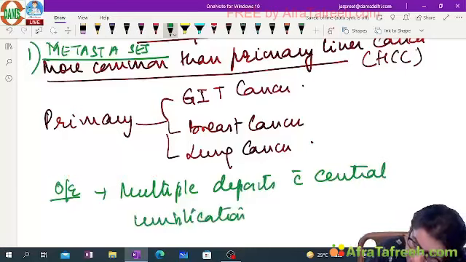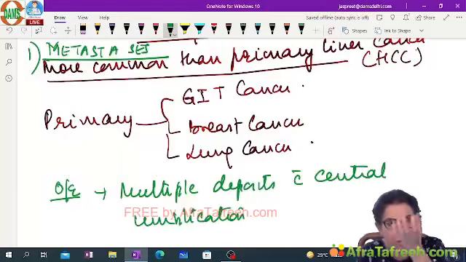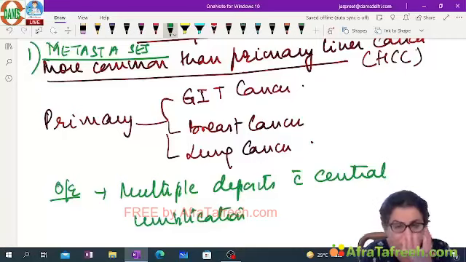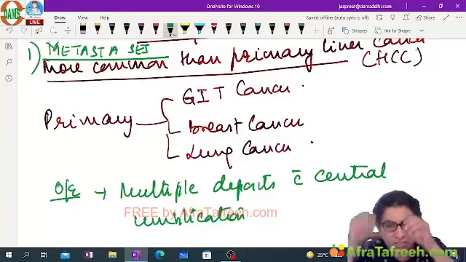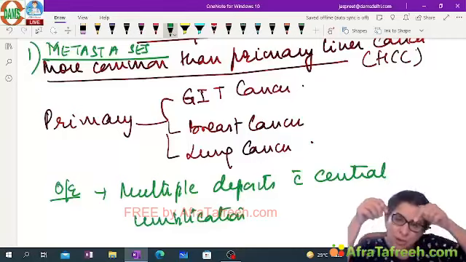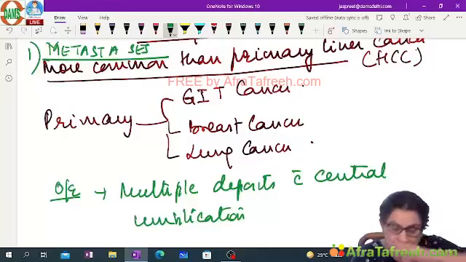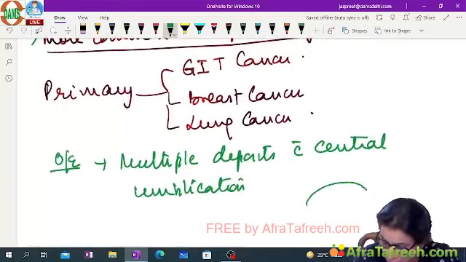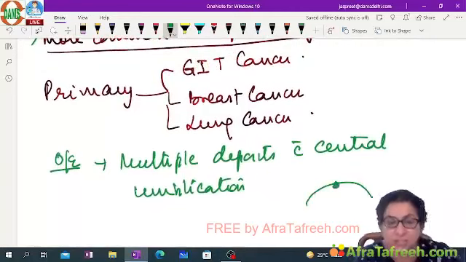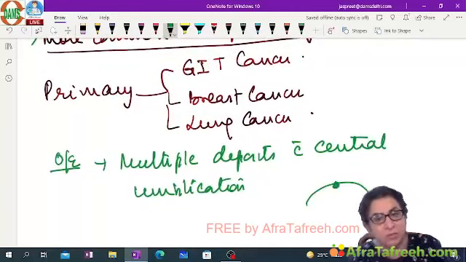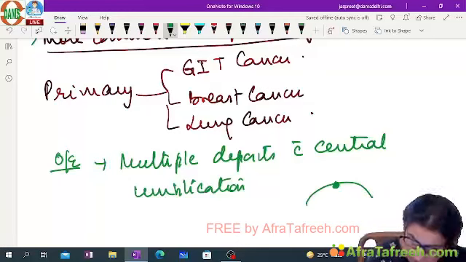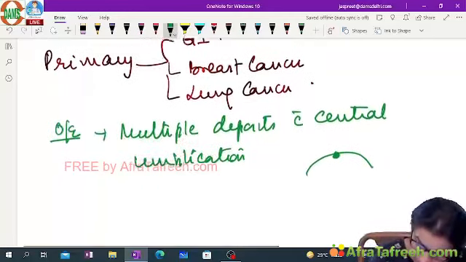Central umbilication means you have deposits, multiple nodules, and these nodules show umbilication in their center. The umbilicus goes inside, so their center dips inside, because in the central portion the cells undergo necrosis, so they sort of go inside. So you will have nodules like this with central umbilication. The central portion undergoes necrosis. Okay, so these are metastases in the liver.